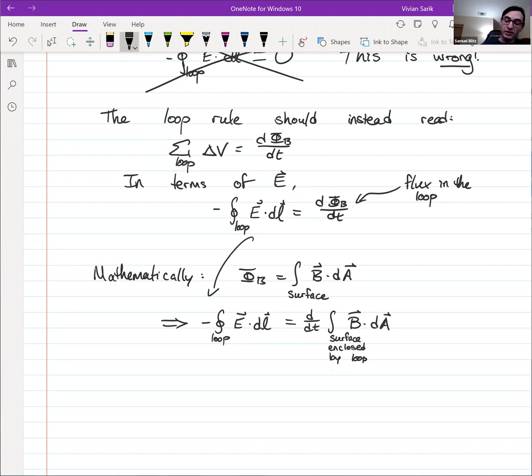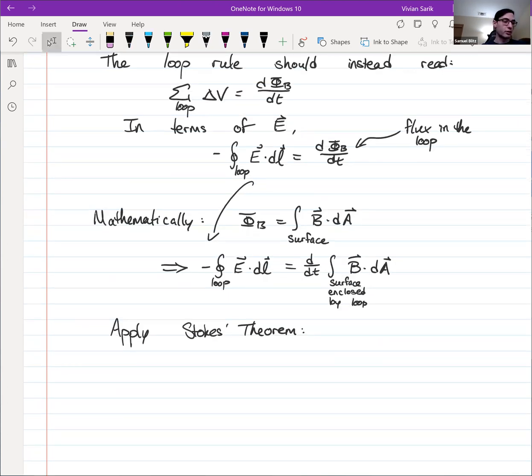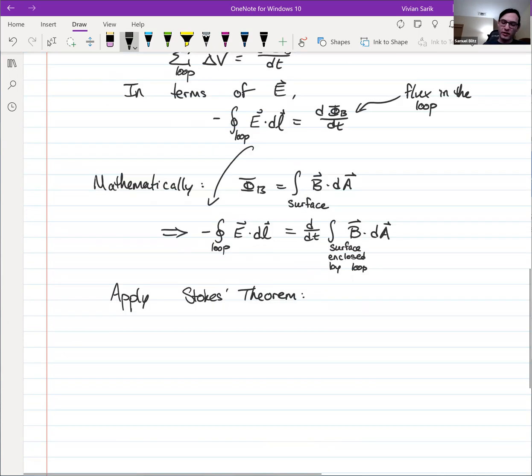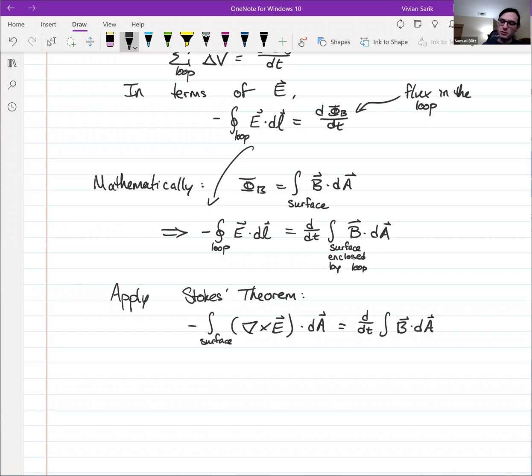And then we can apply Stokes' theorem like we have before. We apply it to the left-hand side to rewrite a loop integral as a surface integral, and we get that this is a negative integral over the surface of the curl of E dot dA, that's Stokes' theorem, equal to the time derivative of B dot dA integrated over the same surface.